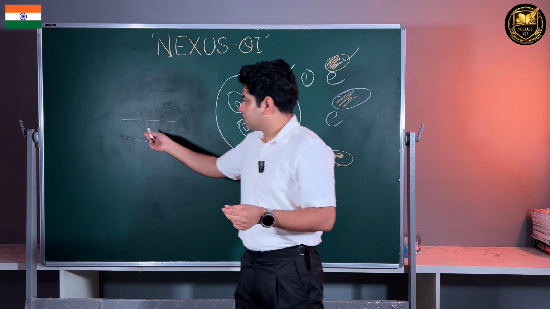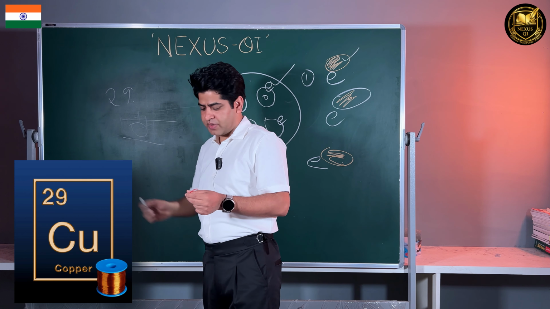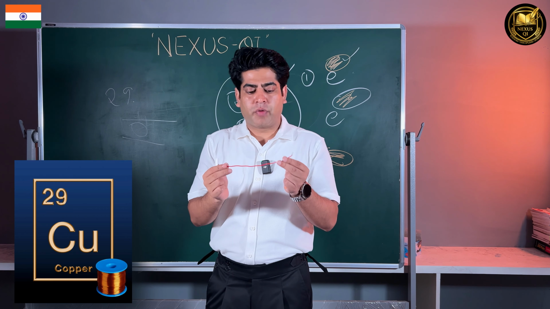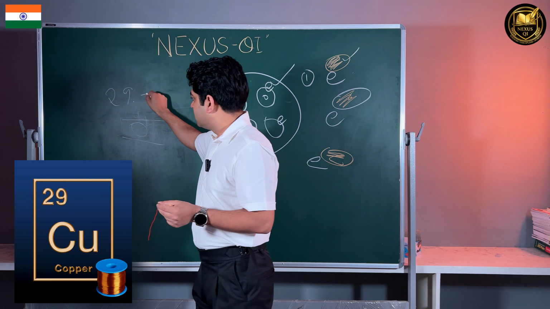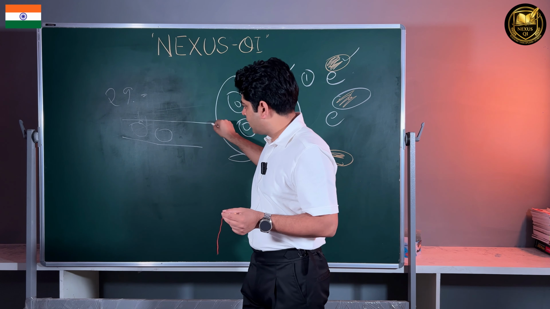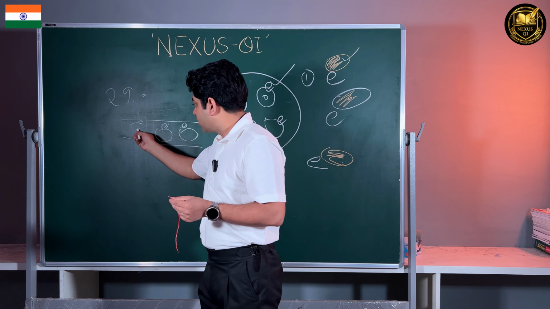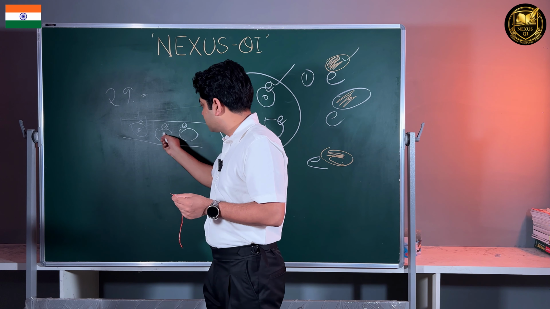First of all, the atomic number of copper is 29, right? The atomic number of copper is 29, and now there will be one free electron. This is a copper rod, and there will be one free electron everywhere that is not bound by the nucleus.